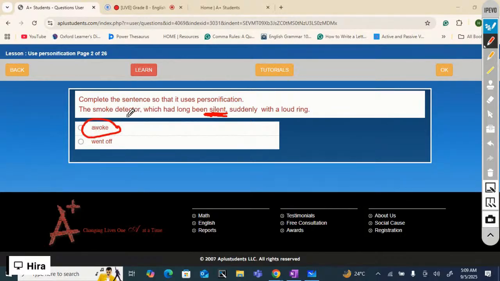A smoke detector does not awake. It's a human characteristic. Humans awake. So we have to use this word here, suddenly awoke, with a loud ring. So if we add this word to complete the sentence, it uses personification. The smoke detector, which had long been silent, suddenly awoke, meaning it woke up. So, a smoke detector is an inanimate object. It doesn't wake up, but a human quality is given to it using the technique of personification.